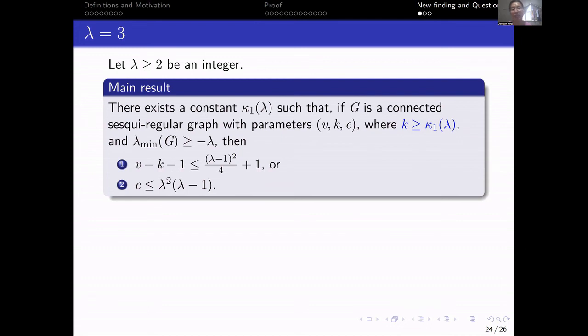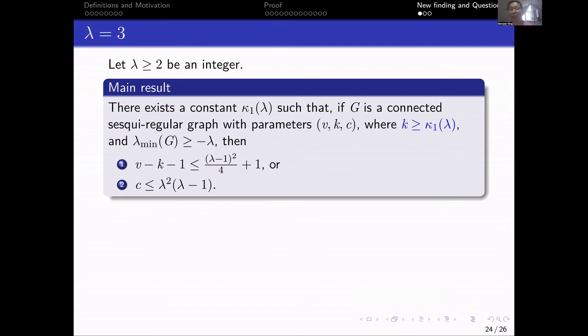From the main result, we know that for sesqui-regular graphs with fixed smallest eigenvalue, if its valency is very large, we can say that either v minus k minus y is bounded by this number, or c has a precise upper bound. So we want to use this result to study more precise sesqui-regular graphs.